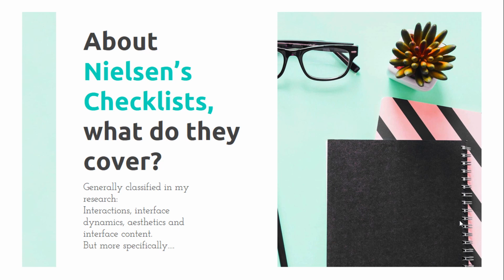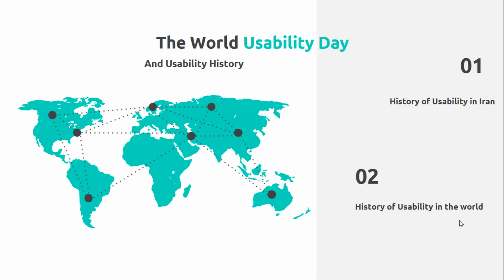But more specifically for the learning interfaces, these items are relevance of media and reduction of extraneous load, learners' control and freedom, support for learning objectives, alignment with a specific learner's need, appropriateness of look and feel, support for the cognitive aspects of the learning, support for the affective aspects of the learning, media and tools appropriateness, accessibility, usability, feedback, and responsiveness. Now let's talk about the usability history and the World Usability Day.